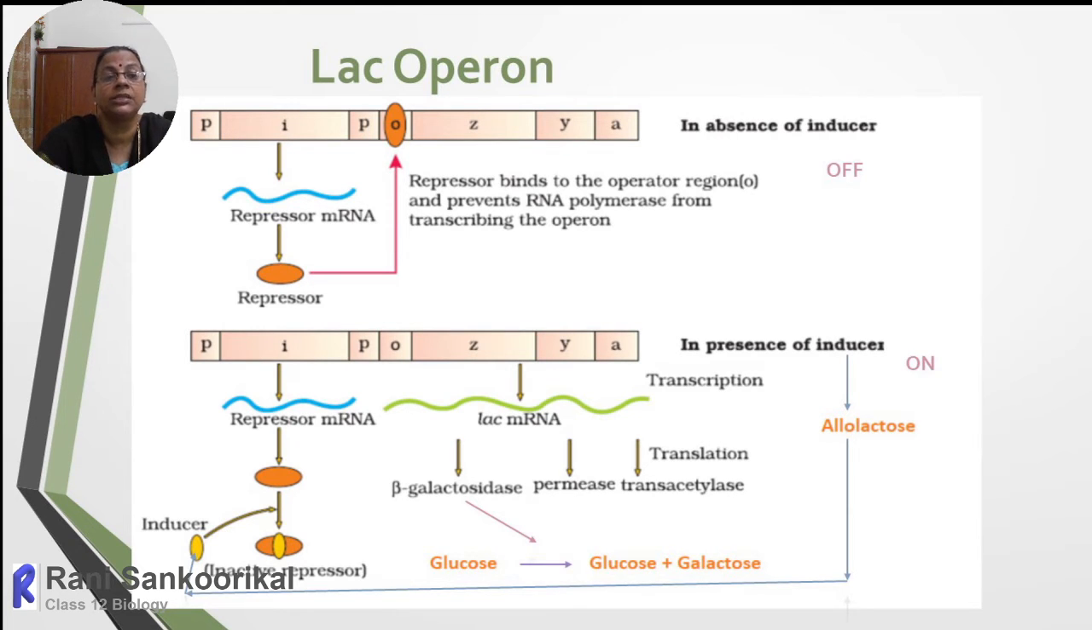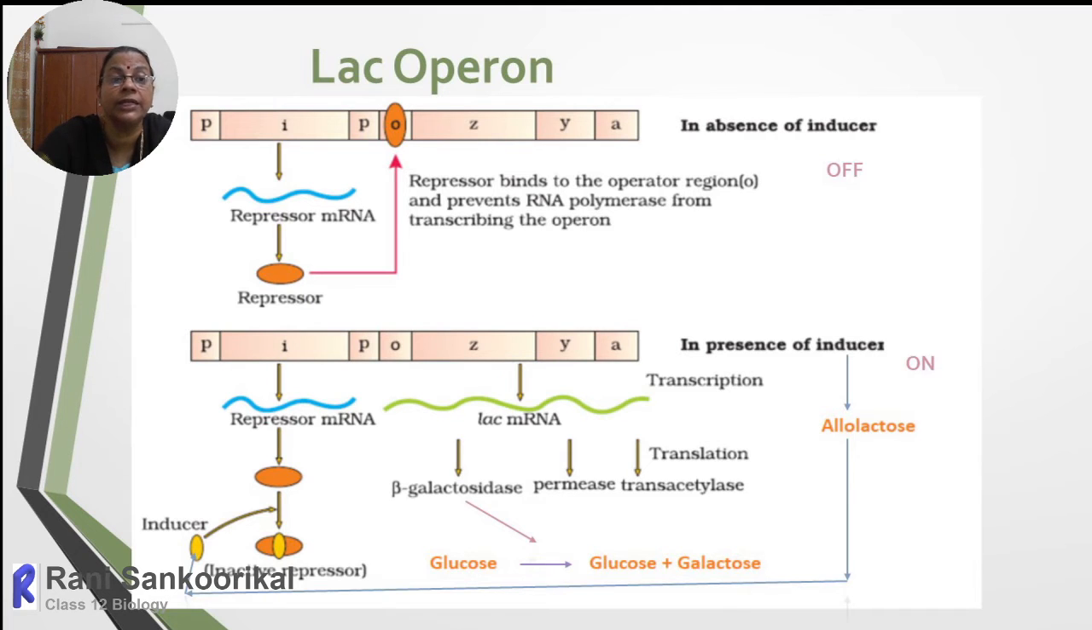Then the second gene, the Y gene, regulates the expression, or transcription, of another enzyme called permease. If permease is produced within the bacteria, only then can the bacteria allow the permeability of lactose, the entry of lactose from the medium into the cytoplasm of the bacteria.